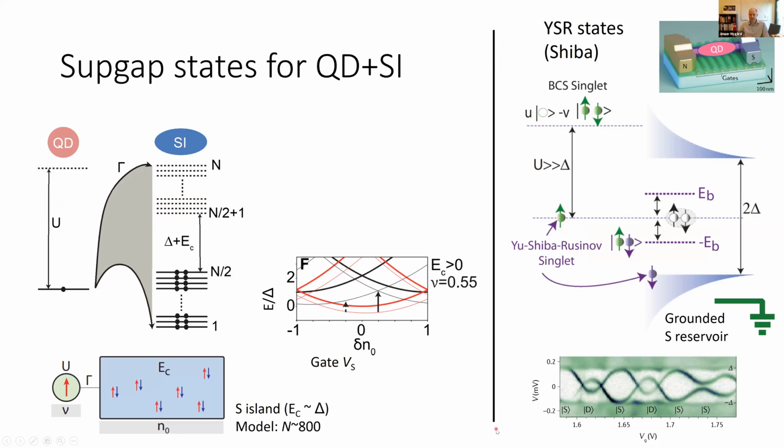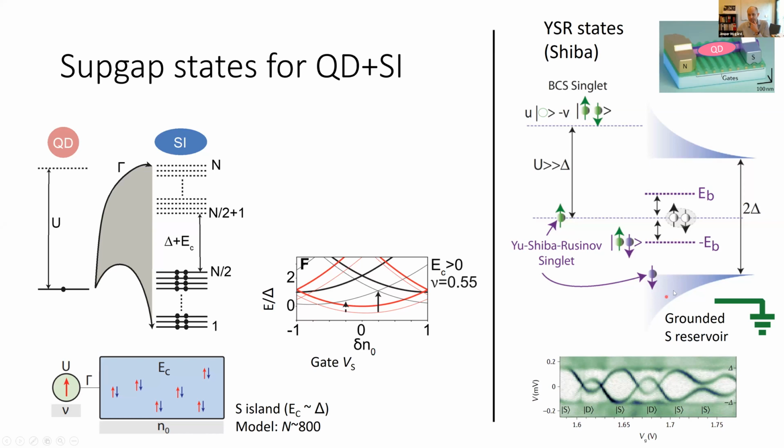We heard about Shiba states earlier today in the discussion of STM work, and I'll use that as a contrast to what we'll meet in this system. So on the right-hand side, I show, just for illustration, what one might see in systems where a quantum dot is coupled to a large superconducting reservoir. In that case, the quantum dot is basically an Anderson impurity with a single occupied state that is screened by exchange by the quasiparticles in the large superconducting reservoir, which is, by the way, grounded.